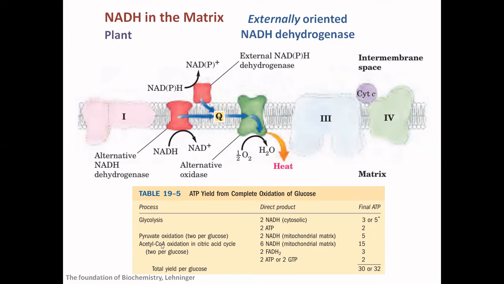Then the acetyl coenzyme A in the citric acid cycle will generate 6 NADH. So there will be 2.5 for each NADH, so for the 6 there will be 15, and there are 2 FADH2. For each FADH2 there is 1.5, so there will be 3. So in glucose oxidation, one glucose molecule leads to the synthesis of 30 or 32 ATP, the final product.